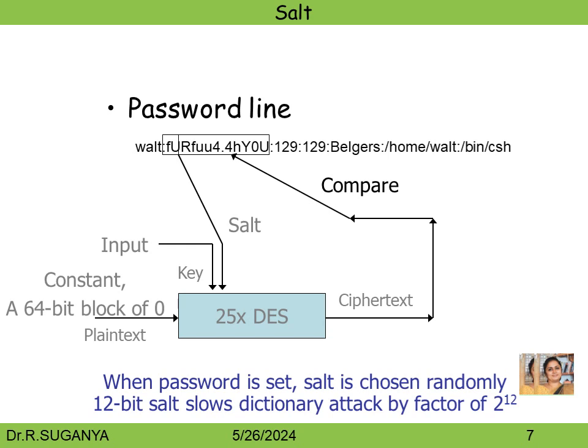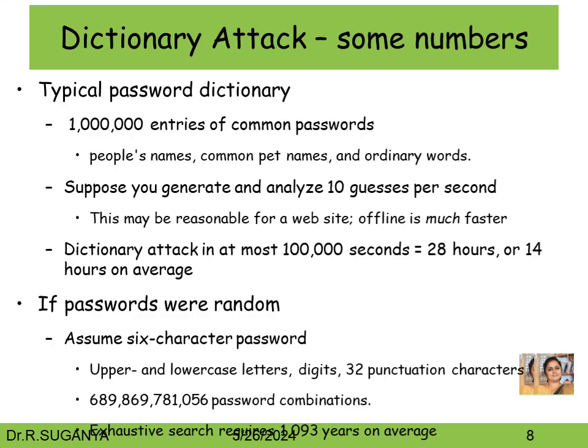In the password file, here we have the input, which we call the salt, and the ciphertext. The plaintext is encrypted 25 times, and the result is compared with the password line. When a password is set, the salt is chosen randomly. A 12-bit salt slows the dictionary attack by a factor of 2^12. So the dictionary attack has some numbers.